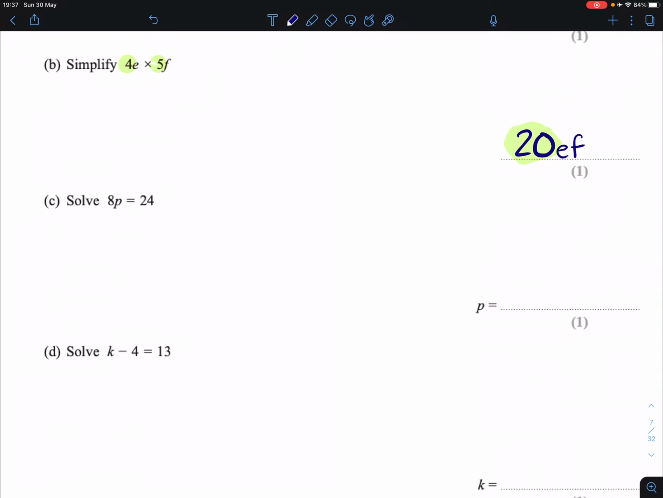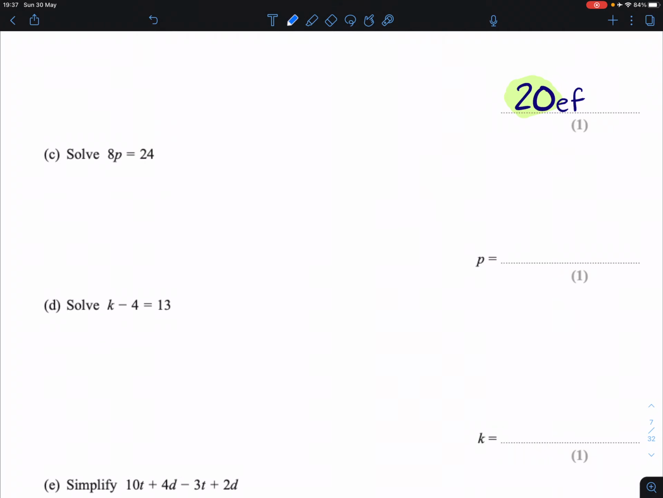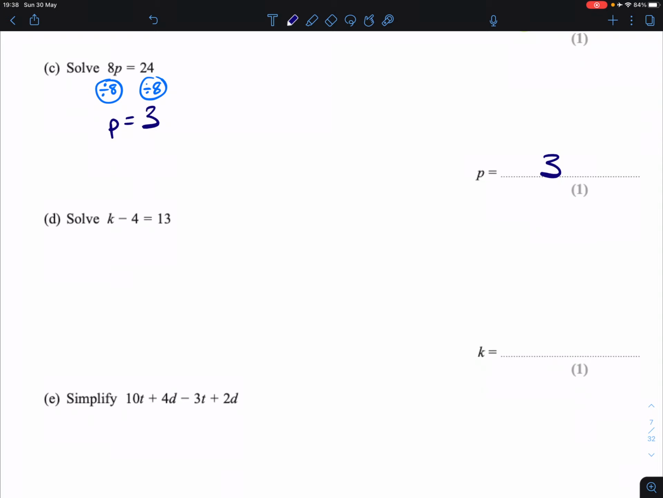Part C, solve 8p equals 24. Well, we're looking for what a single p is, what 1p is. So we've got to get rid of that 8 or undo it. That 8 is a times 8. So we divide both sides by 8 in order to get that p by itself. That 1p will equal the answer to this, which is 3. So p equals 3.